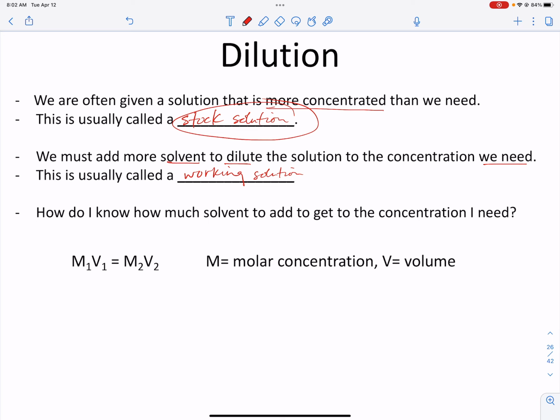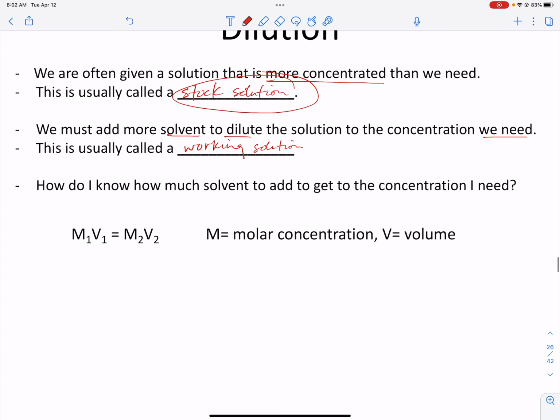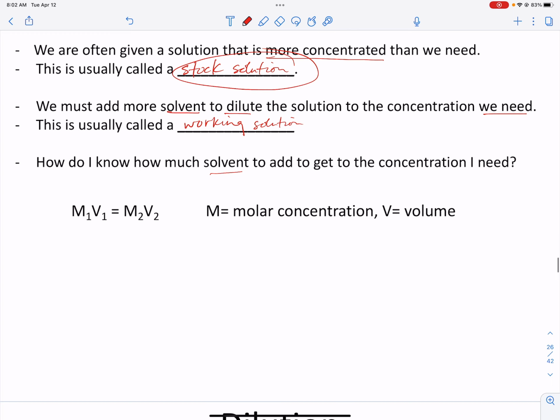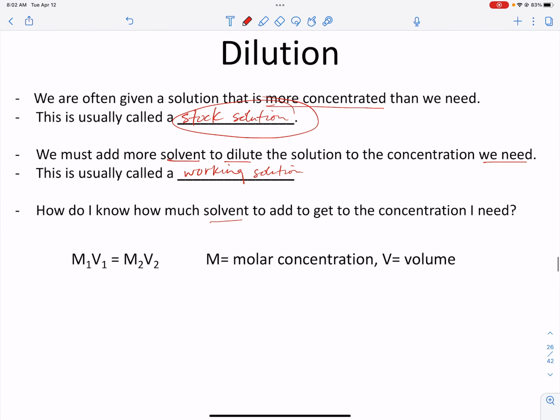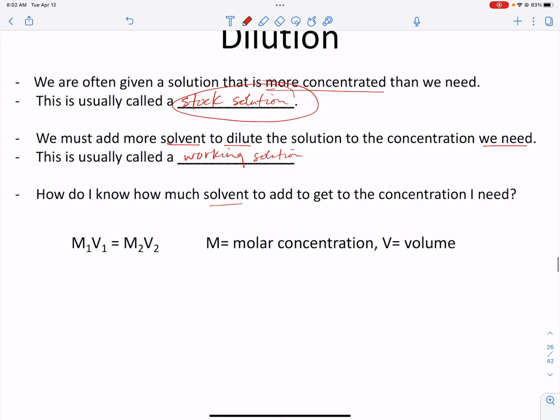So the bulk solutions we order are called our stock solutions, and these kinds of things happen all the time when we're making solutions for our labs. So how do we know how much solvent to add to get the right concentration that we need for our working solution? We have an equation for this. It's probably going to remind you of a gas law.